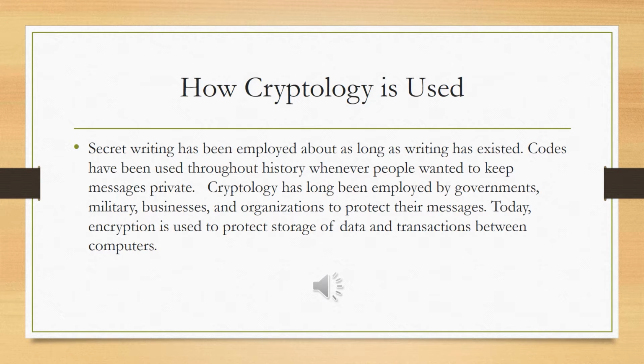So, how has cryptology been used? The art of secret message writing is as old as time. Actually, the cipher we will be doing today, the cipher wheel, is one of the oldest ways to encrypt a message. As the name implies, it is believed that Julius Caesar actually used this method to send messages. Cryptology has long been employed by governments, military, and businesses to protect messages. Today, encryption is incredibly important because it is used to protect and store data and transactions between computers.